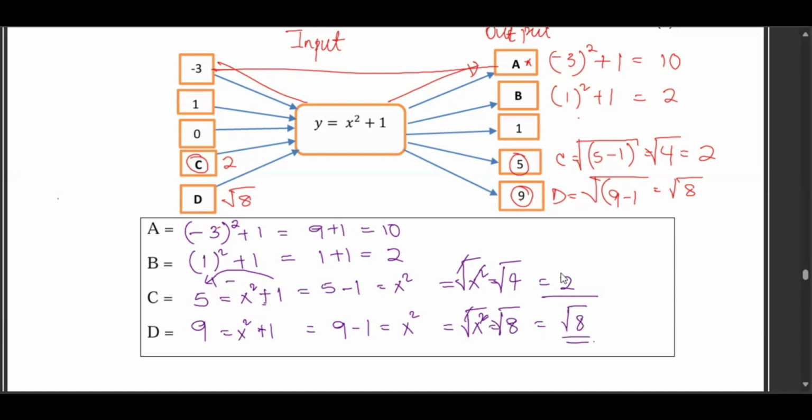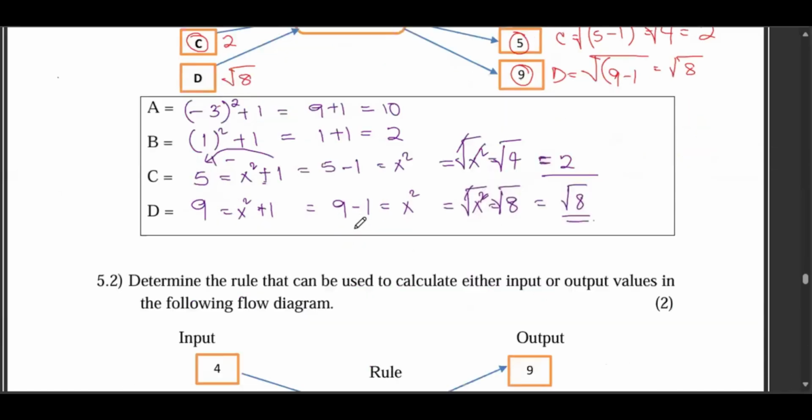Please don't put it in decimals. Leave it the way it is. So that is how we get the answer.